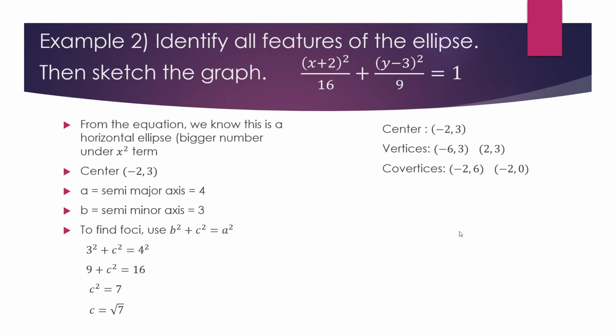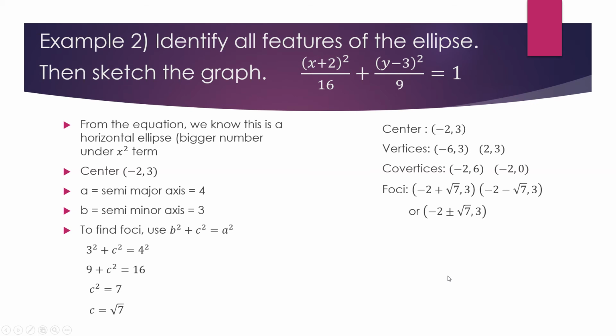And then our foci, since this is a horizontal ellipse, the foci are going to be to the left and the right of the center. So square root 7 spaces to the right of the center would be -2 plus square root 7, comma 3. Square root 7 spaces to the left of the center would be -2 minus square root 7, comma 3. Or if you want, you can write that as just -2 plus or minus square root 7, comma 3. If you're doing your assignment on WebAssign, you might have to write them out as 2 separate points, but otherwise you can just combine it into one like this using the plus and minus symbol.